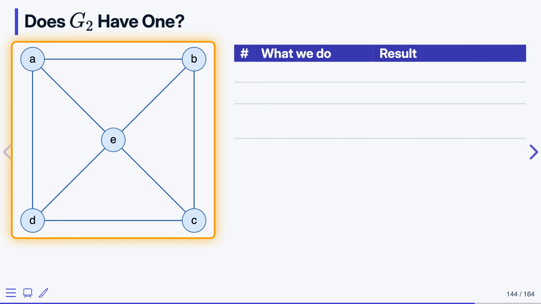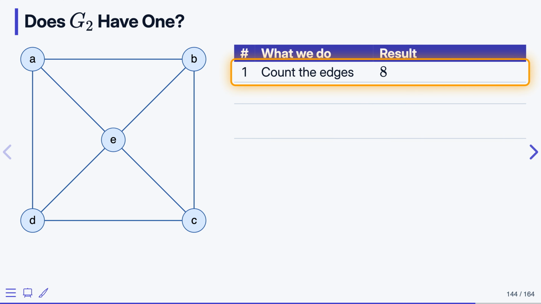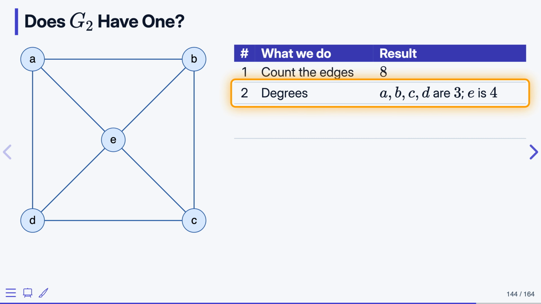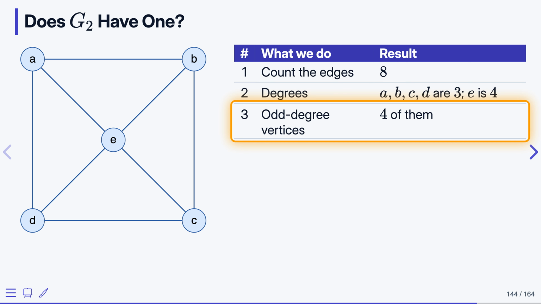Now the second graph, which is a square with a hub in the middle. Step 1. Count the edges, 4 around the square and 4 spokes, 8 in all. Step 2. The degrees. Vertex A touches B, D, and E, so 3. The same for B, C, and D, and the hub E touches all 4 corners, so 4. Step 3. How many odd degrees? 4 of them, A, B, C, and D.